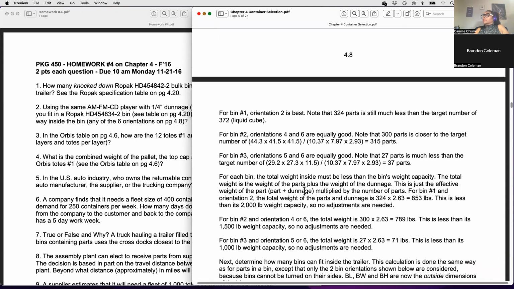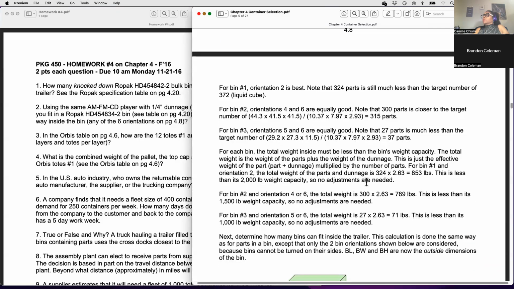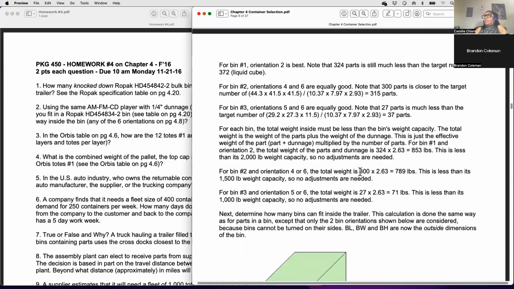and you will take 2.63, which was the weight of the parts plus the dunnage, to get 853 pounds. So for number 2, you do the same thing. You take that max, the high number, 300 times the 2.63 to get 789 pounds. So you'll see the weight capacity of this bin, number 2, is 1,500 pounds. So for bin number 1, you're below the 2,000 pound weight capacity. For bin number 2, you're below the 1,500 pound weight capacity.